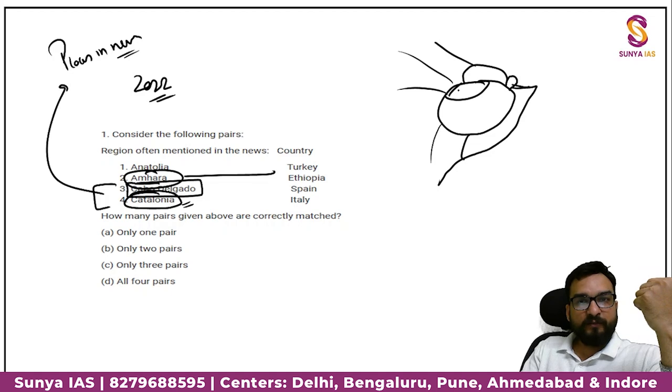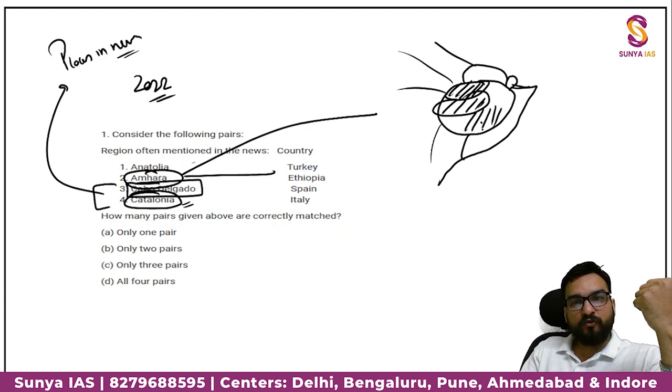Also, I have told you this upper region is the Tigray region. This middle one is the Amhara region over here, which is mentioned. And the downward region is the Oromia region, guys.